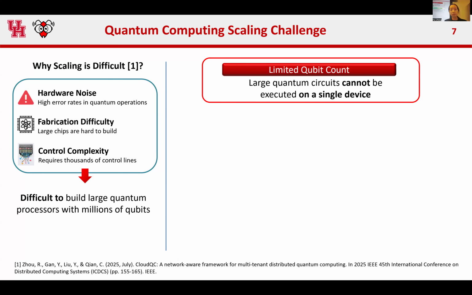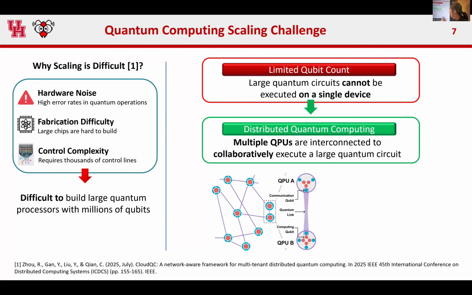How to solve that? One potential way is distributed quantum computing. So what is distributed quantum computing, the DQC? Multiple QPUs are interconnected to collaboratively execute a large quantum circuit.